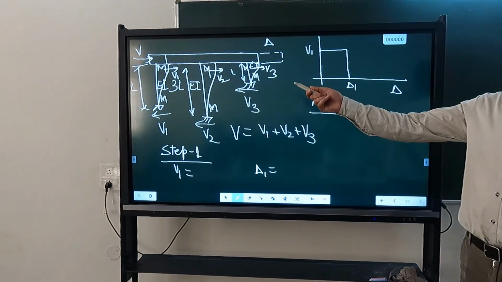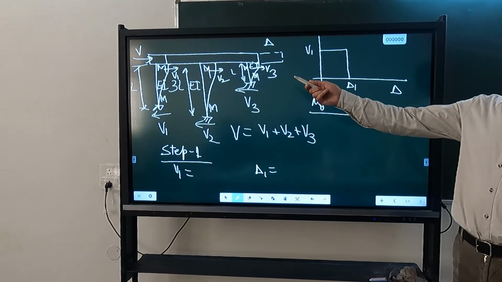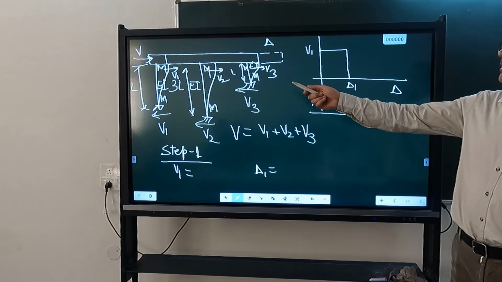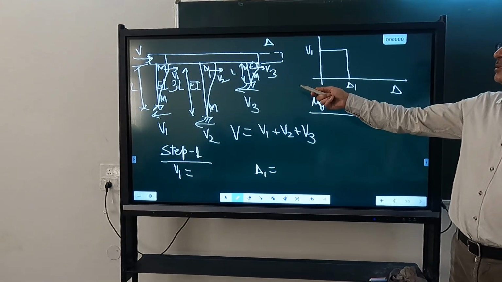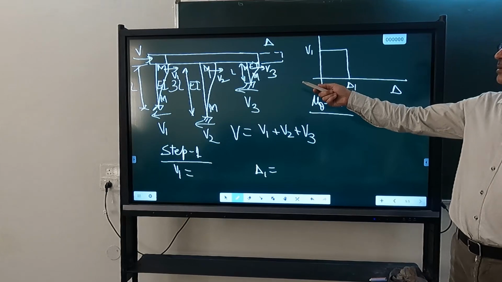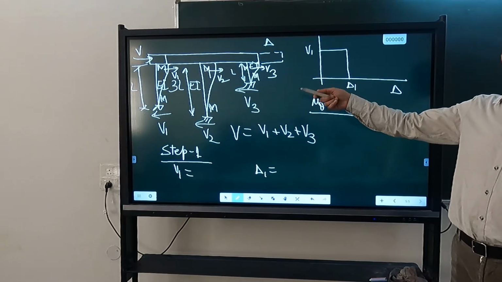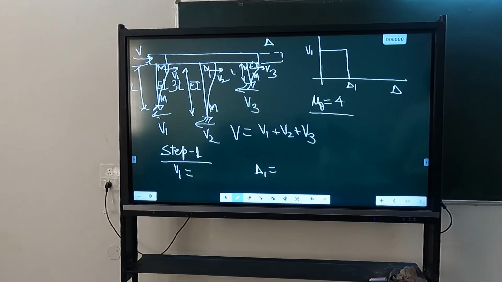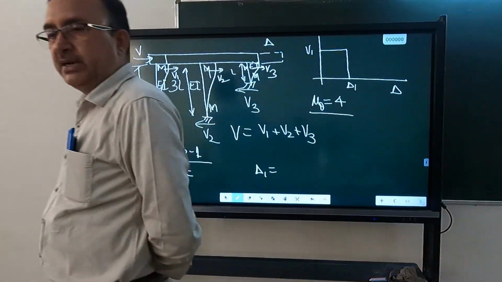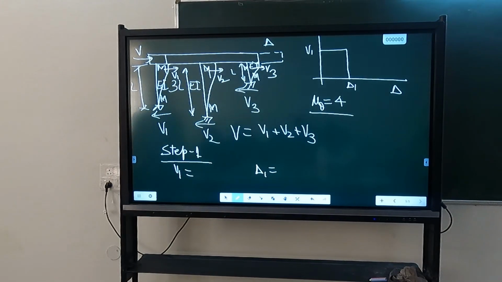So V1 is 12 EI by 2L cube delta. V2 is 12 EI over 3L cube into delta. And similarly V3. And then V1 plus V2 plus V3 is equal to V. So you can get V1, V2, V3 all in terms of V. Substitute that, then you will get the maximum DCR. So hinges are forming here, here and here simultaneously.